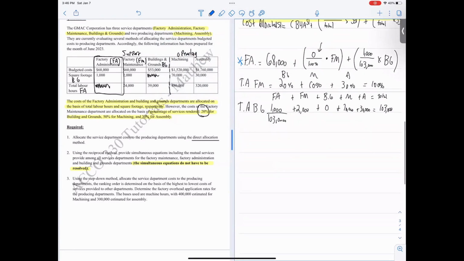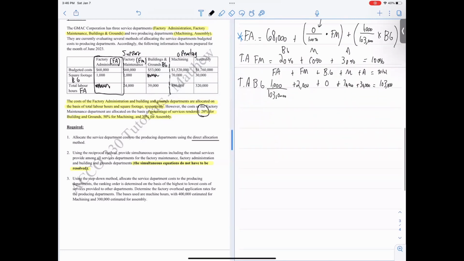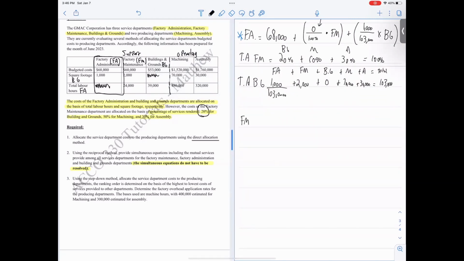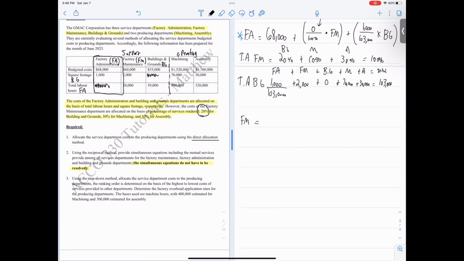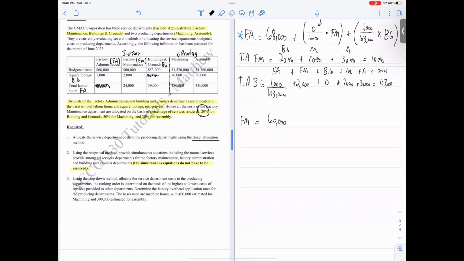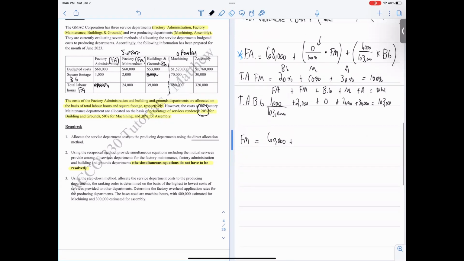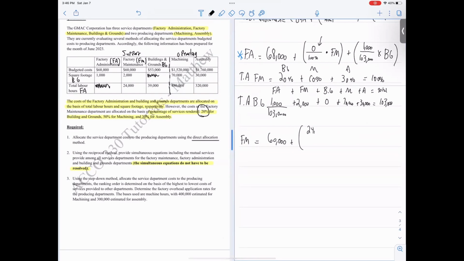Now let's do factory maintenance and follow the equation. The amount we're going to allocate to factory maintenance in our chart is the cost before allocation of factory maintenance, that's 60,000. Now we have to see first how much they use of factory admin. Factory maintenance uses 24,000 hours from factory admin, so we put 24,000 hours in the numerator. But in the denominator, I need to see my total allocation for factory admin.